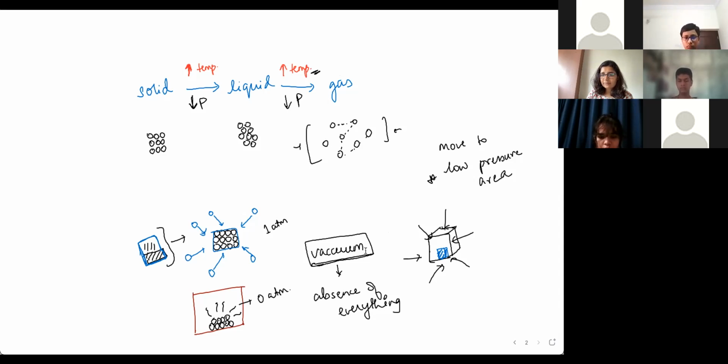Ma'am, I had a question. What if we increase the pressure on a solid? So that turns into liquid. It'll break, right? Wait, you said increase the pressure on a solid. If you increase the pressure on a solid, the particles will move closer and closer. Eventually, it's going to break apart. But after a point, it is physically impossible.